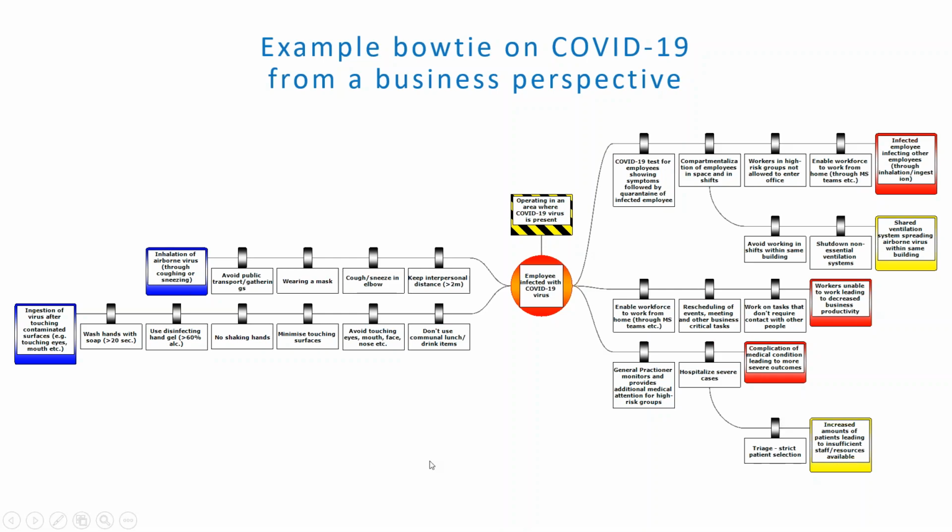So in short, this is our take on the COVID situation from a business perspective. It's just an example. It's not the truth. It's not covering everything. Our first guest speaker will show you a much more elaborate bow tie. So this is just an example, but please, you can use it. You can ask questions about it, and if you want to share it with other people, you're also allowed to do so.